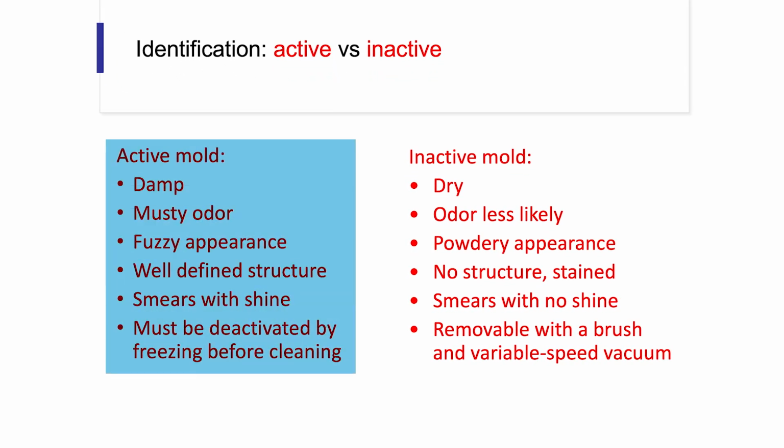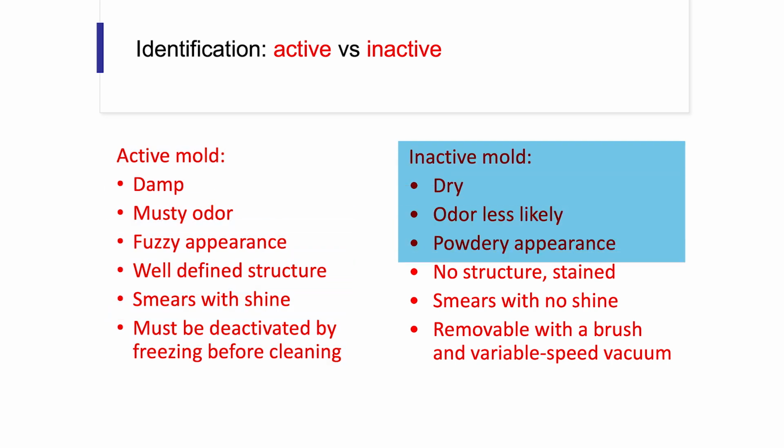With active mold, you would see fuzzy, defined structures. It must be rendered inactive by freezing before it can be cleaned from materials. Inactive mold will be dry and powdery and can be easily removed with a soft bristle brush into a HEPA filter vacuum. The smear test can help you differentiate between active and inactive mold.